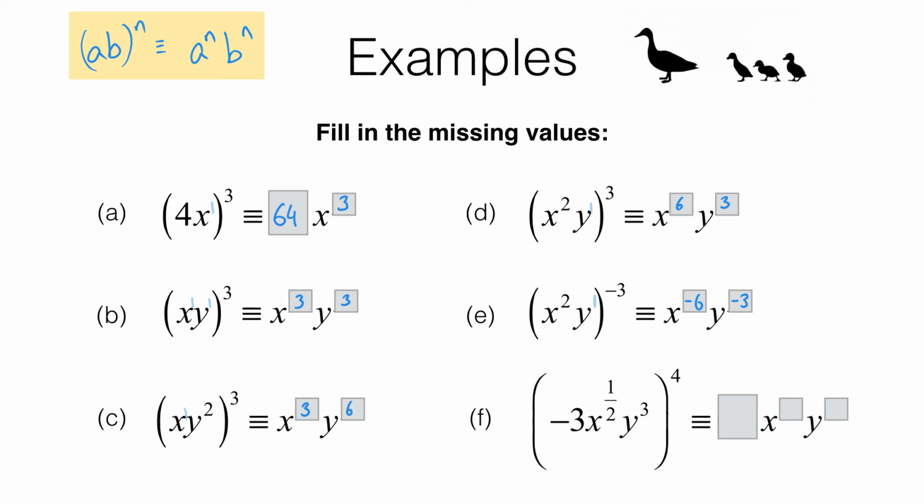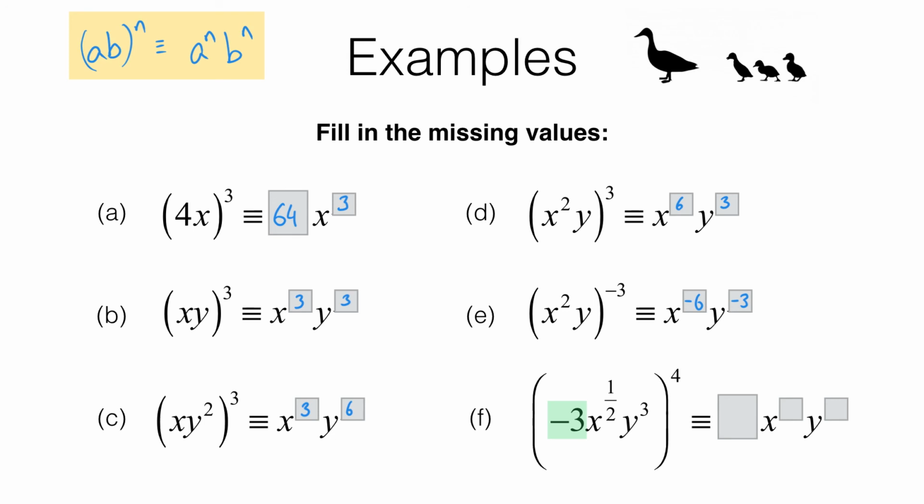Okay, I hope some of you found that helpful. I'm now going to delete those ones just to make the page look a bit cleaner. And we can now move on to example F. Here we've got negative 3 multiplied by x to the half multiplied by y cubed, all raised to the power of 4. So each part of that product needs to be raised to the power of 4. Let's start with the negative 3.